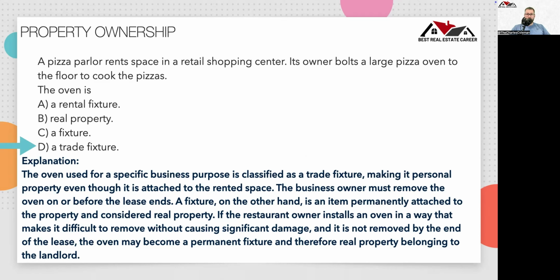The business owner must remove the oven on or before the lease deadline. A fixture, on the other hand, is an item permanently attached to the property and considered real property. If the restaurant owner installs an oven in a way that makes it difficult to remove without causing significant damage, and it is not removed by the end of the lease, the oven may become a permanent fixture and therefore real property belonging to the landlord.